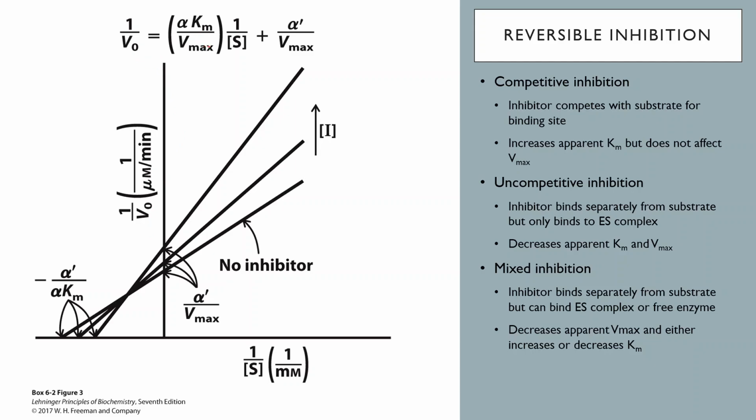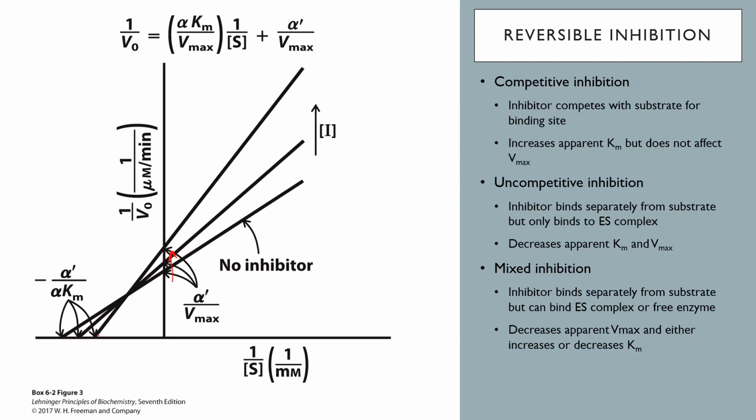So 1 over V0 equals 1 over S times Km over Vmax times alpha. So that means it is going to change the slope. So the slope will increase as the inhibitor increases. And then it's also going to change the intercept, because the alpha prime is going to affect the apparent Vmax and Km. And if we graph that, what you can see is, again, the slope goes up, and the y-intercept goes up, which means the effective Vmax will be smaller.